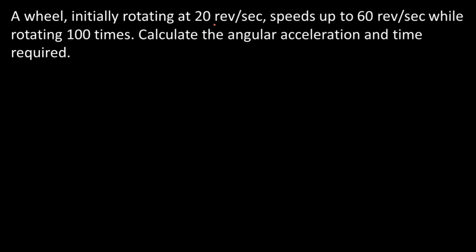Let's take a look at one more practice problem here. A wheel initially rotating at 20 revolutions per second speeds up to 60 revolutions per second while rotating 100 times. Calculate the angular acceleration and the time required. Notice this time the values here are not in radians, but they are in revolutions. So I'll have to do a little bit of conversion there. Just a quick drawing here. We know that it's moving in a positive direction, and sometime later on it's moving in a greater positive rotation. So what are we trying to find here?